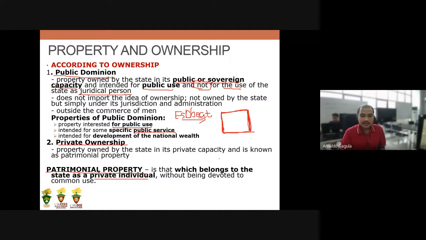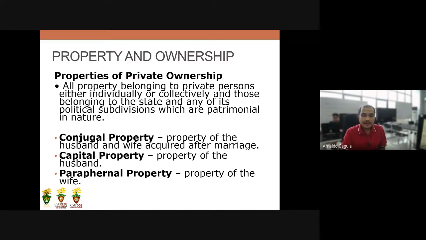Okay, so next is properties of private ownership. All property belonging to private persons, either individually or collectively, and those belonging to the state or any of its political subdivisions which are patrimonial in nature. That is where private ownership comes in, like a parcel of land owned by a specific person. Under private ownership, there are three kinds: conjugal, capital, or paraphernal.